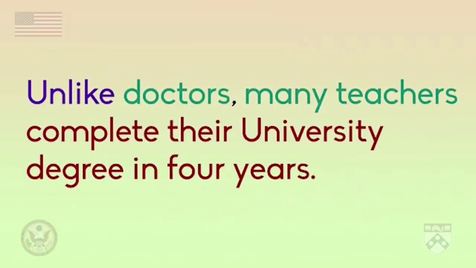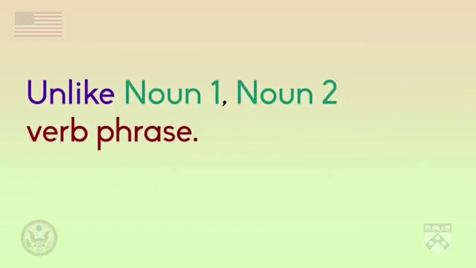Phrase number 2 is unlike. Unlike doctors, many teachers complete their university degree in 4 years. This sentence begins with the phrase of contrast unlike in purple, followed by the first noun doctors in green. Then the second noun is said with a verb phrase for more explanation of how the two things are different.